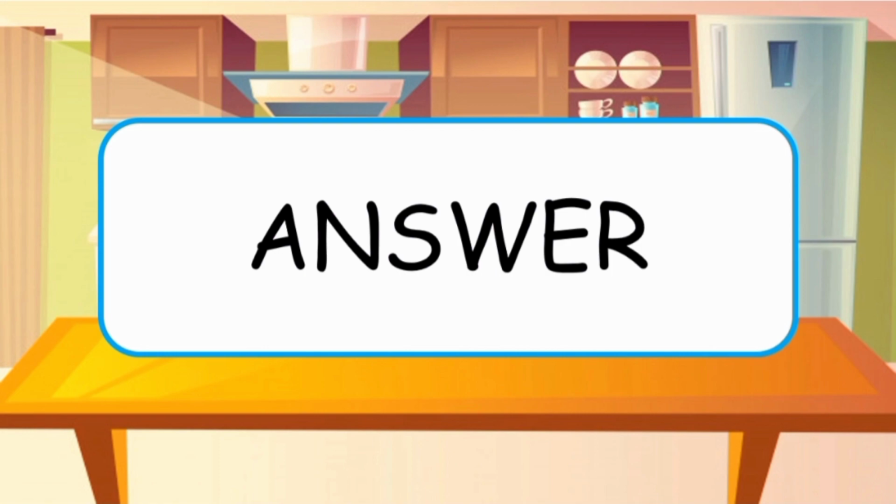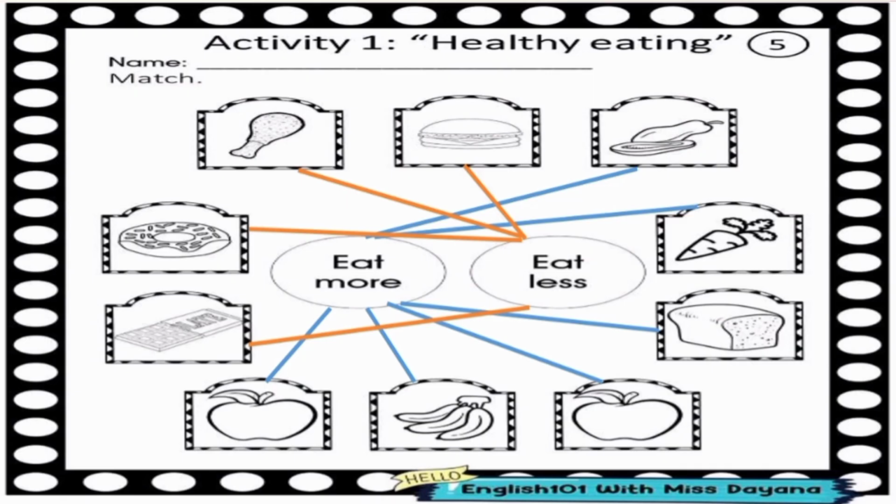Have you finished? If yes, let's check the answer. Mari kita semak jawapan. We have 4 unhealthy food, which are burger, fried chicken, donut, and chocolate. So you have to match these 4 pictures to eat less category. Meanwhile, the rest of the food are healthy food. From apple, banana, apple again, bread, carrot, and papaya. You have to match these pictures with eat more category.